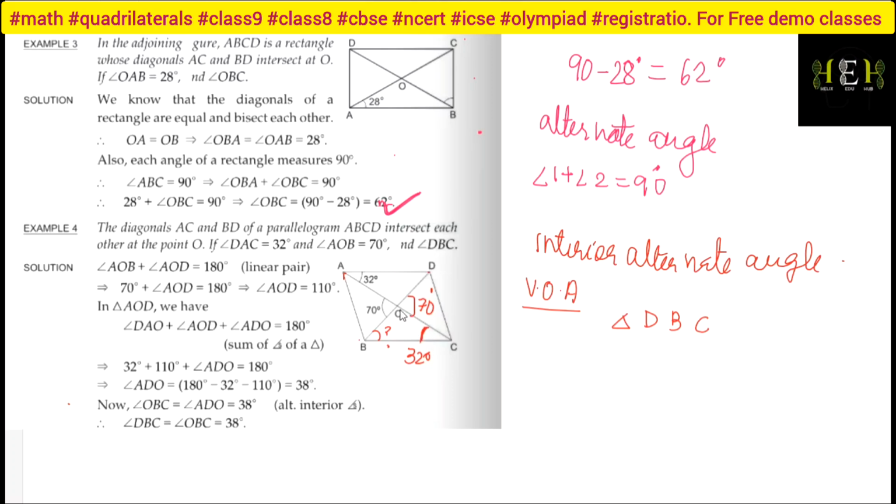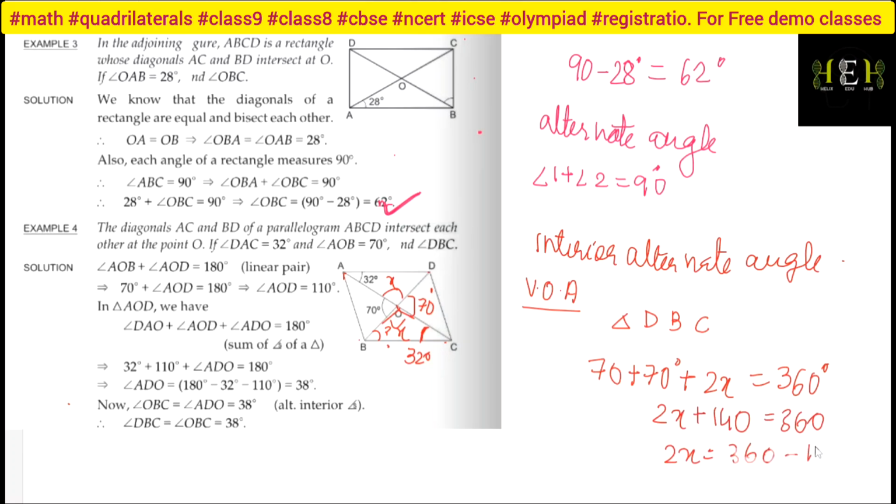No problem. Or I can do it this way also. How? See, it is very interesting. 70 plus 70, and suppose this one is x and this one is x, so it will be 2x, and everything equals 360 degrees. So 2x plus 140 is equal to 360, or 2x is equal to 360 minus 140. From this, 2x is equal to 220, right? So x is equal to 110.